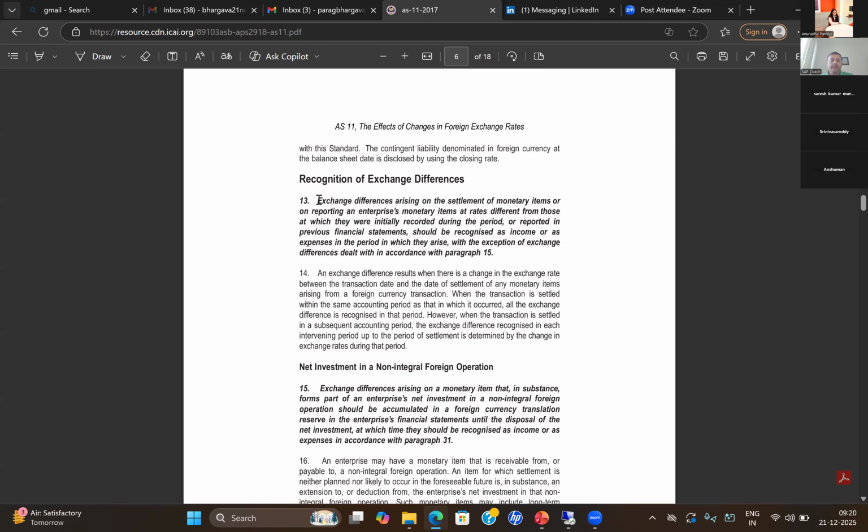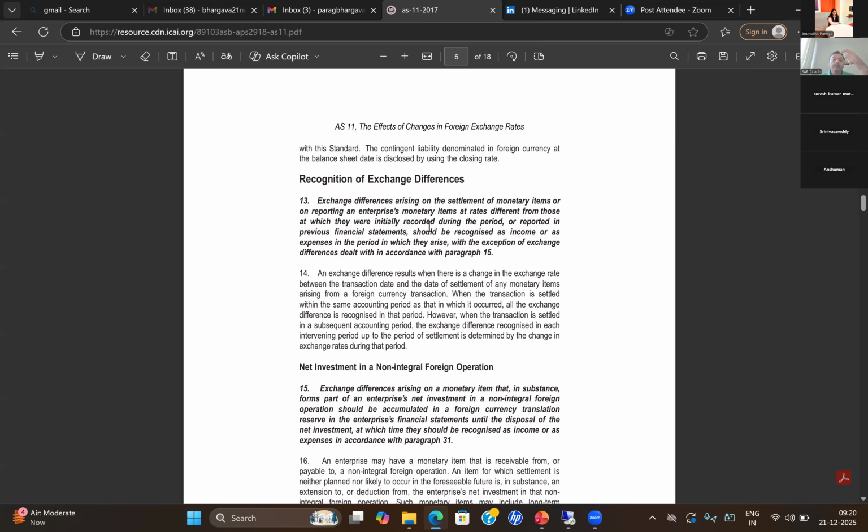So now let's read it. Exchange difference arising on the settlement of monetary items, on reporting an enterprise's monetary items at rates different from those at which they were initially recorded. Initially, I recorded the export sale at 88. During the period or reported in previous financial statements, it should be recognized as income or expense in the period in which they arise, right? So when I get the money at 90 rupees, there is a 20,000 rupees gain.